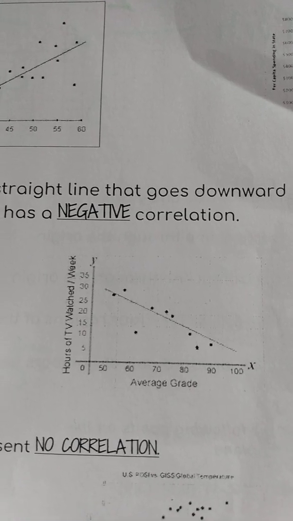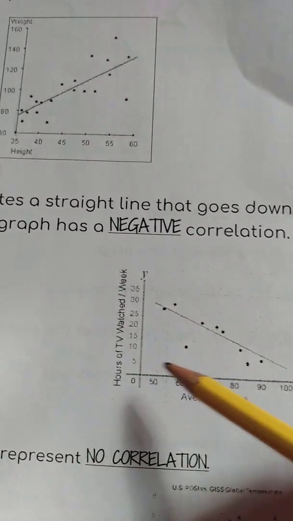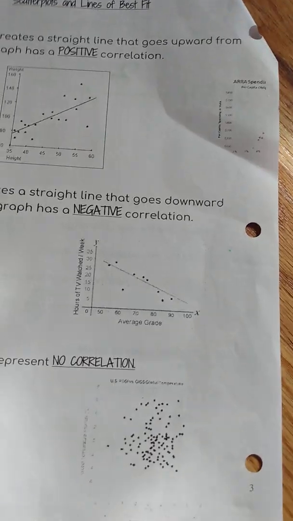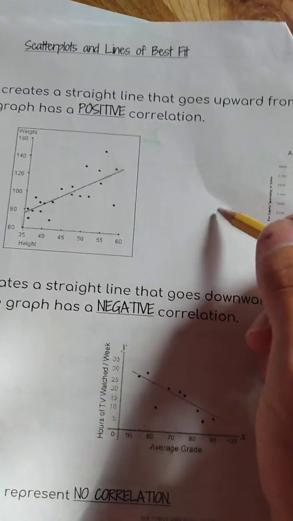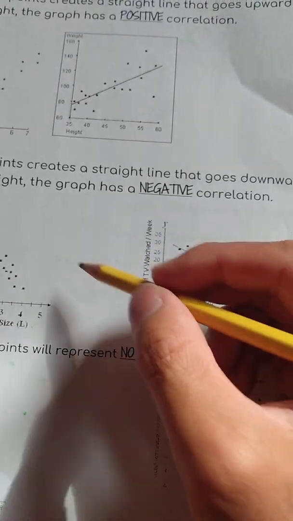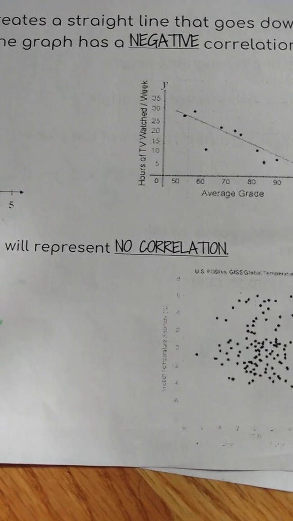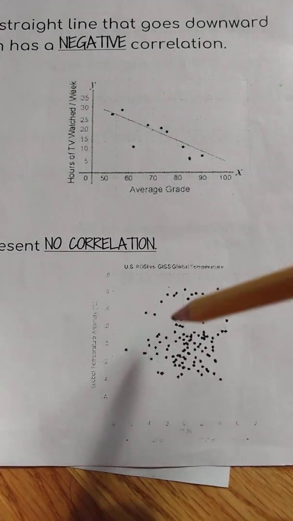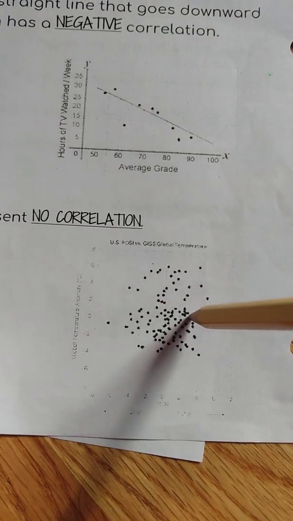This one is the same thing. If one is going up, then this one's going down. So remember, a positive is if one goes up, the other goes up. The negative is one goes up and another goes down because they're both going opposite directions. No correlation is weird because it's really hard to make a line. It's really hard to make a correlation.